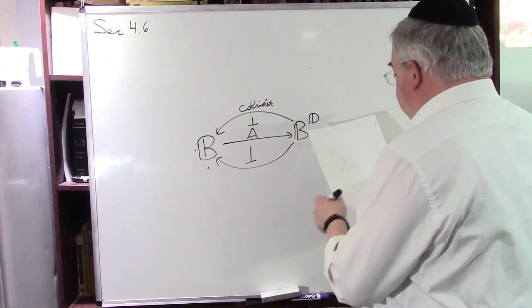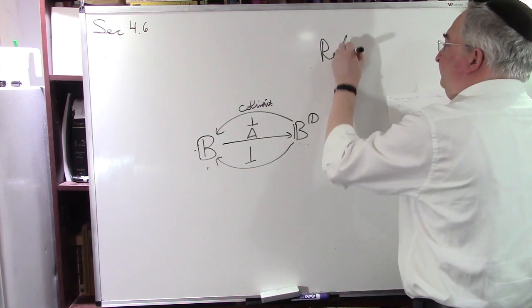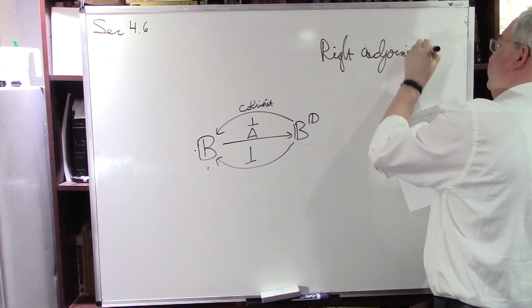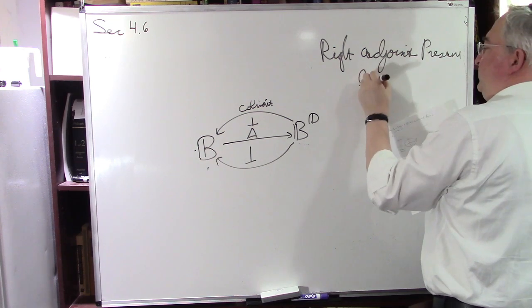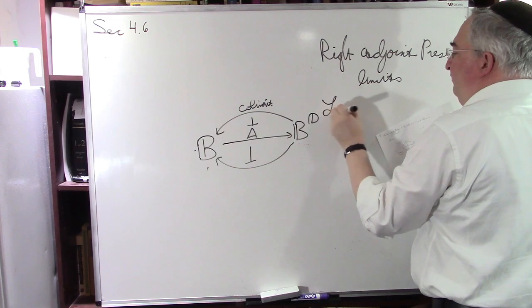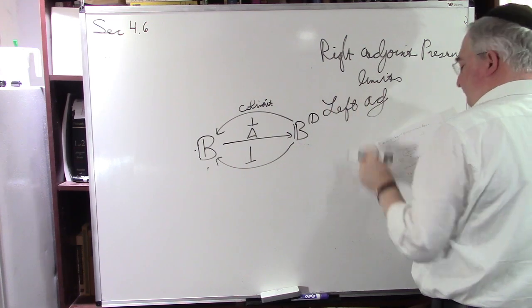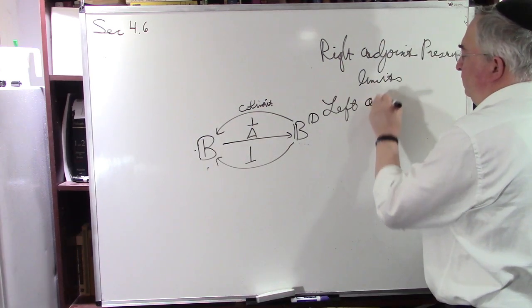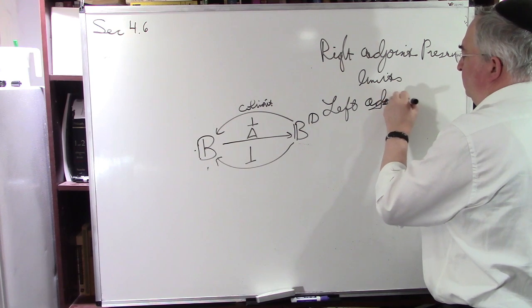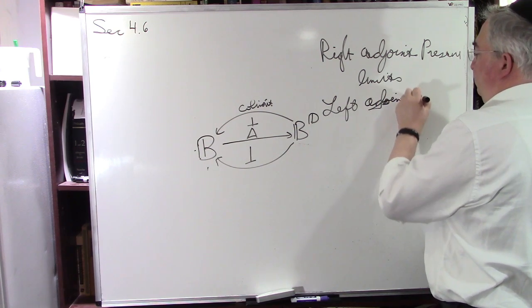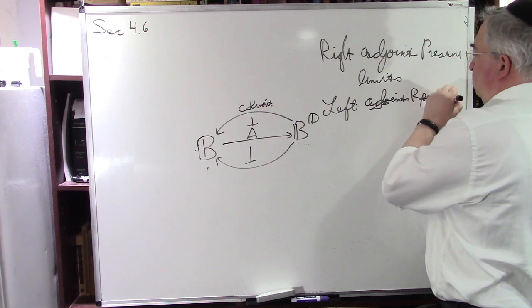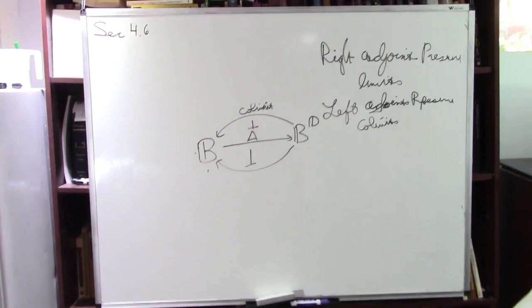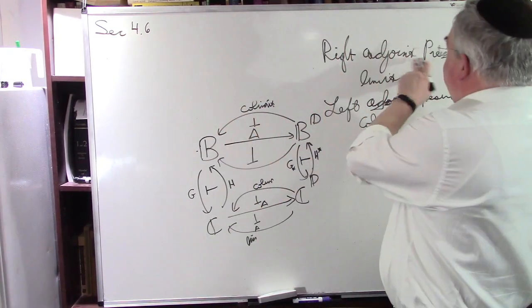Okay, two theorems. Right adjoints preserve limits. Left adjoints preserve colimits.